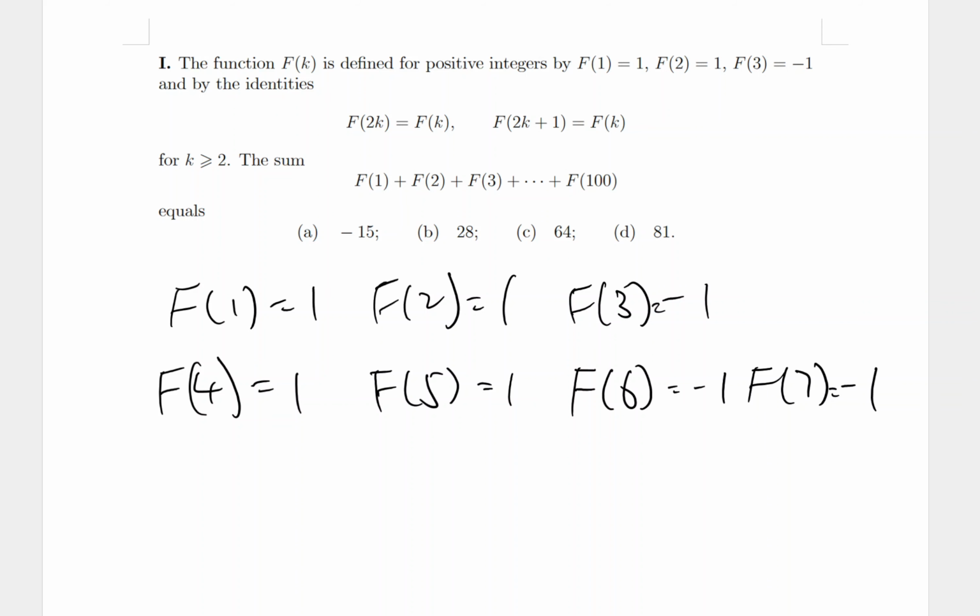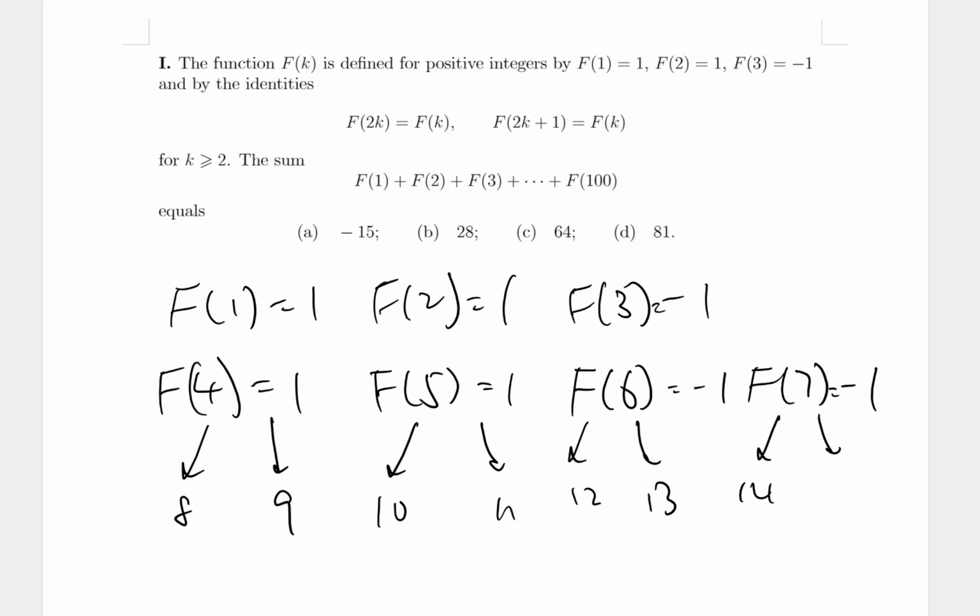Okay, and you realize that f of 8 and f of 9 depend on 4. F of 10 and 11 depend on 5. 12 and 13 depend on 6. And 14 and 15 depend on 7. Okay, so you realize that there's some tree going on, right? Because the 8 depends on 16 and 17. Well, I mean the other way around, right? 16 and 17 depend on 8. And you see there's some tree going on.